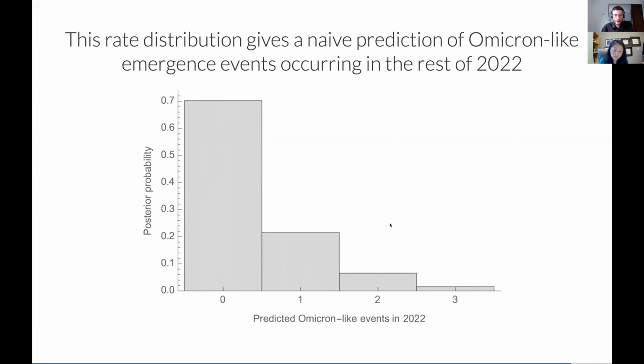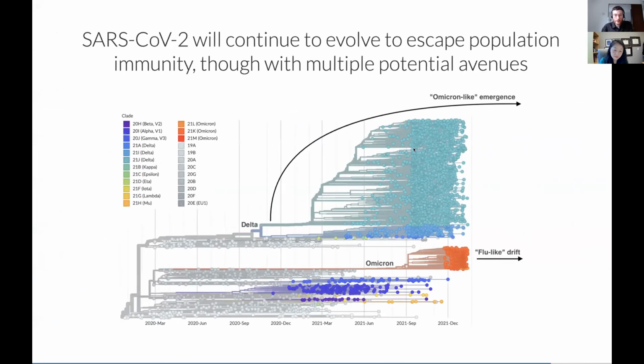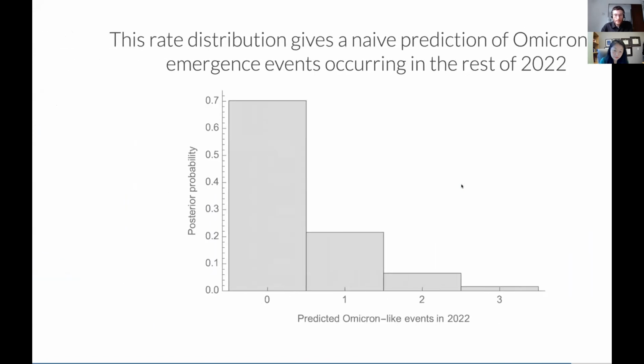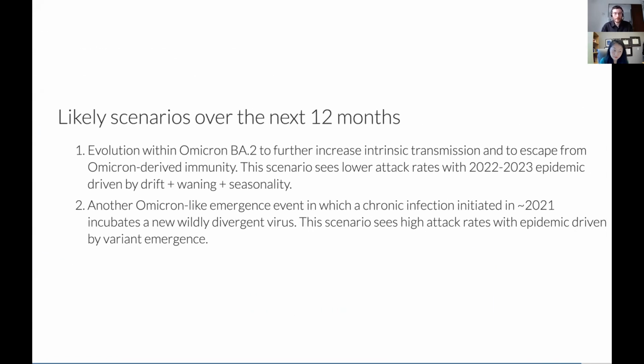So I think we have to be humble here and allow for the possibility of, again, a wildly drifted strain that would again drive large caseloads. The more likely scenario, I think, is that we get continued evolution within BA.2, which increases intrinsic transmission and some immune escape. We get lower attack rates, but we still get decent attack rates driven by this drift, waning, and seasonality, so we'd expect a COVID season in the 2022-2023 winter months. Or we can get another Omicron-like emergence event that really drives caseloads to very high levels.